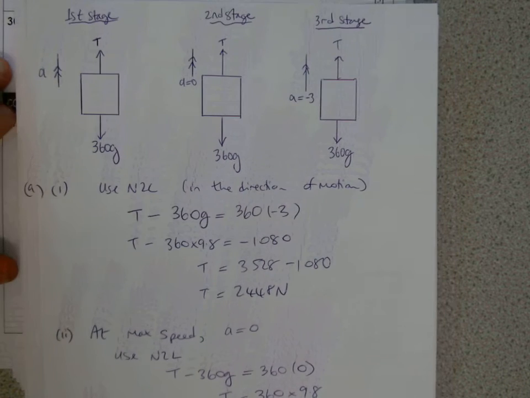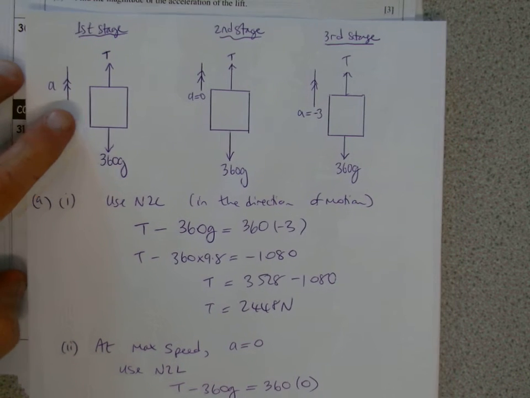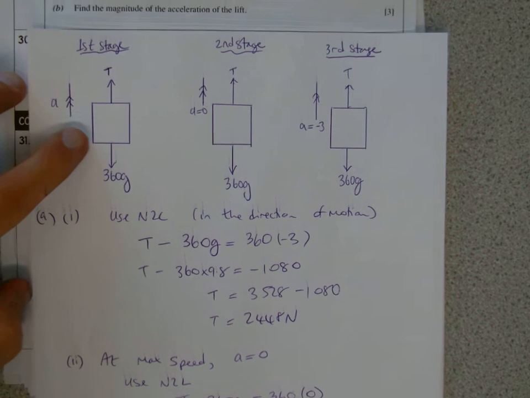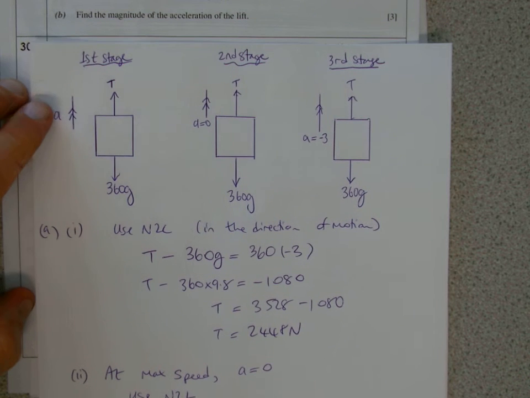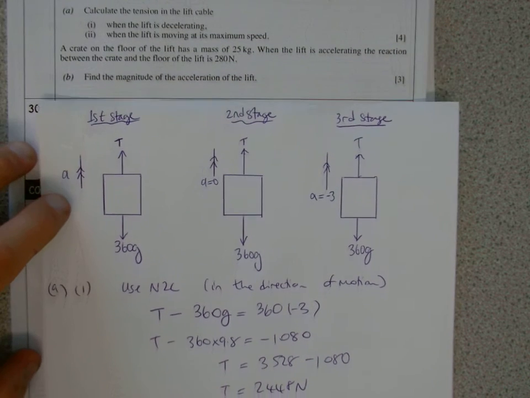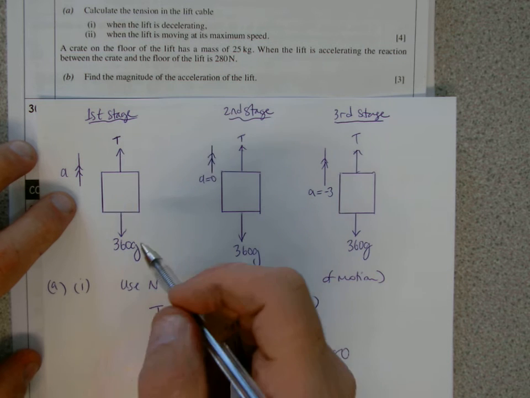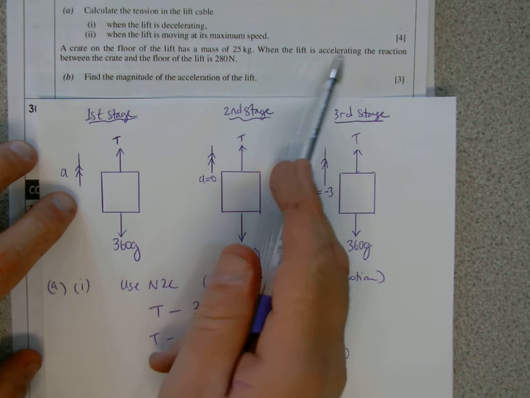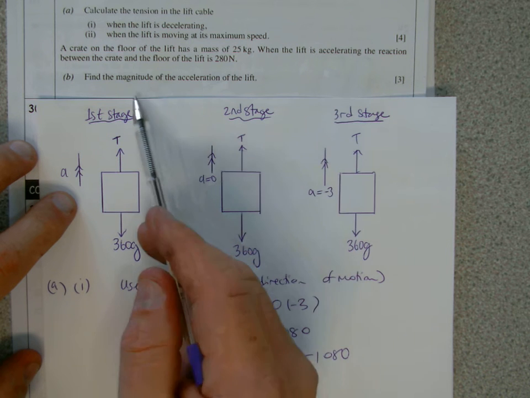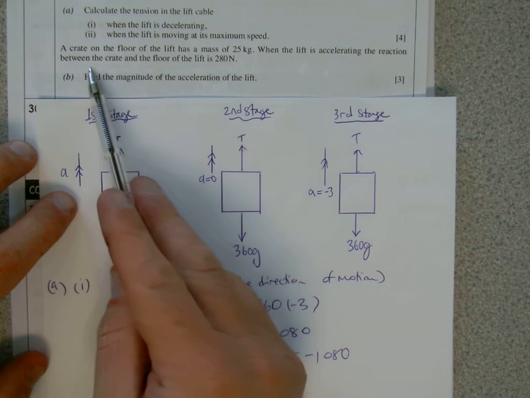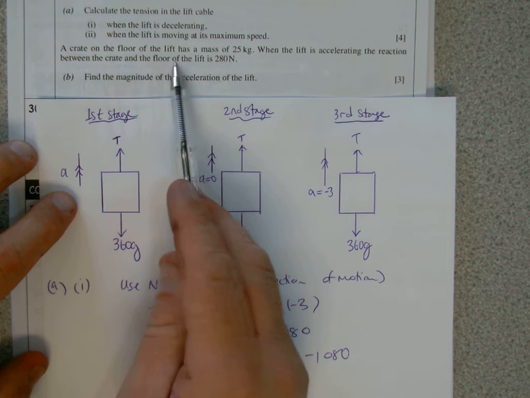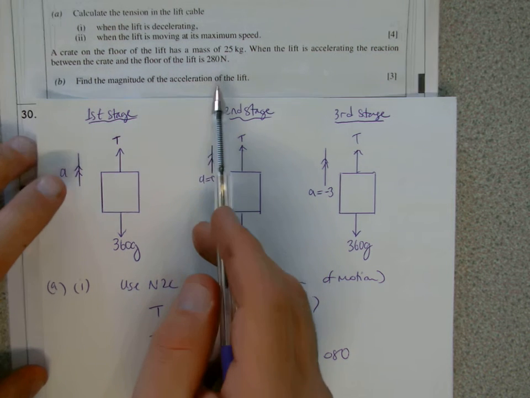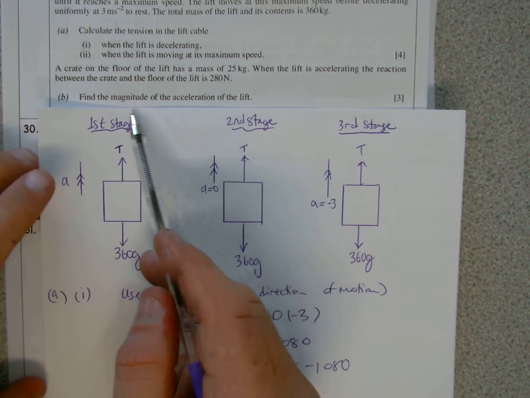Part B then, it says find the magnitude of the acceleration of the lift. We've got the situation given to us here, haven't we? When it's accelerating here, we want to work this out. But it does tell us something: there's a crate on the floor of the lift, and it has a mass of 25 kilograms. When the lift is accelerating, the reaction between the crate and the floor of the lift is 280 newtons.